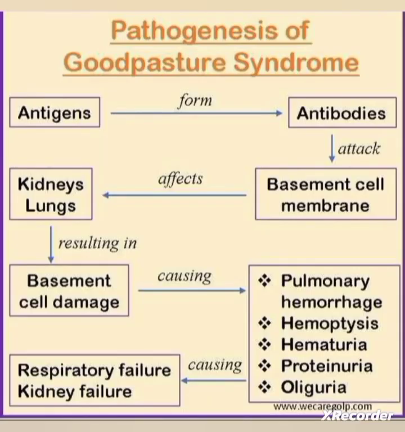The pathogenesis and pathophysiology of Goodpasture syndrome: the presence of autoantibodies directed against the glomerular and alveolar basement membrane contributes to the pathophysiology of Goodpasture syndrome. The antibodies attack the basement cell membrane of the kidney and lungs, which leads to basement cell membrane damage. So that's why there will be pulmonary hemorrhage, hemoptysis. In case of kidney, there will be hematuria, proteinuria, oliguria. At last, it will lead to respiratory failure and kidney failure.